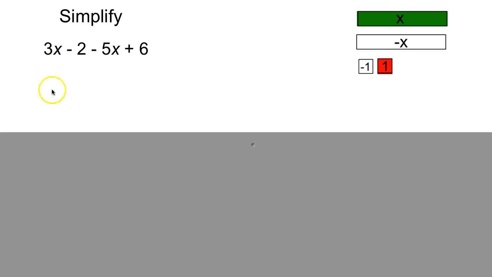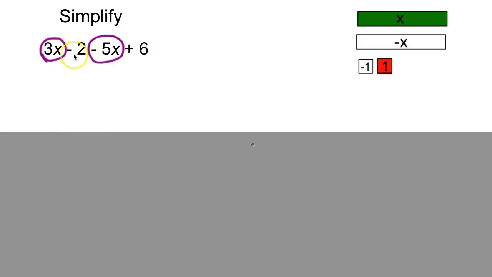Right, so let's do this example together. First, I'll do it algebraically, and then I'll use the algebra tiles. So I look over here, I have 3x minus 2 minus 5x plus 6. I always circle the terms that are the same before I begin. So I have 3x, right? I look at the variable, it's just x. Then over here, I have a minus 5x. Those are all the x's.